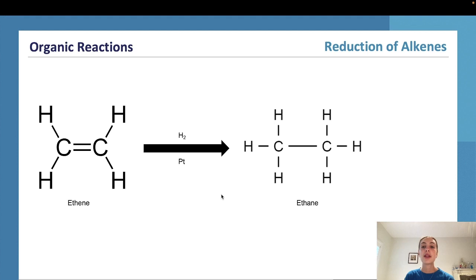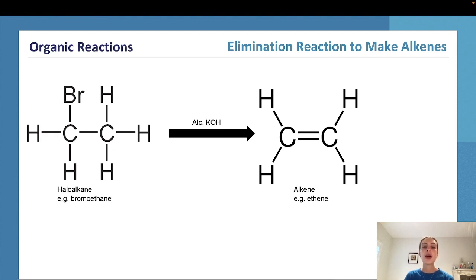We can also do a reduction of alkenes, very similar to our substitution reaction before, where we add hydrogen gas under a platinum or nickel catalyst in order to form an alkane. For example, forming ethane from ethene.